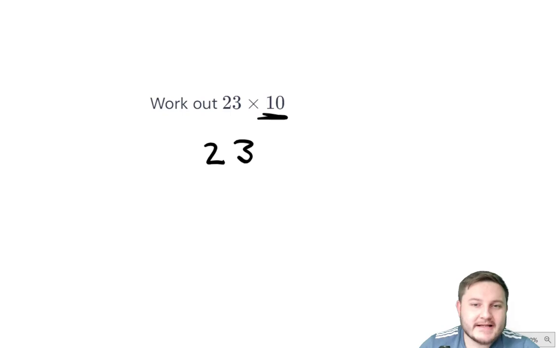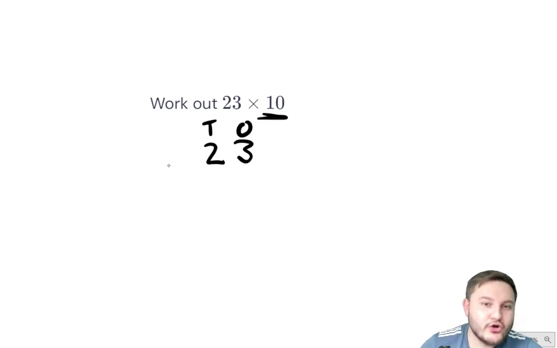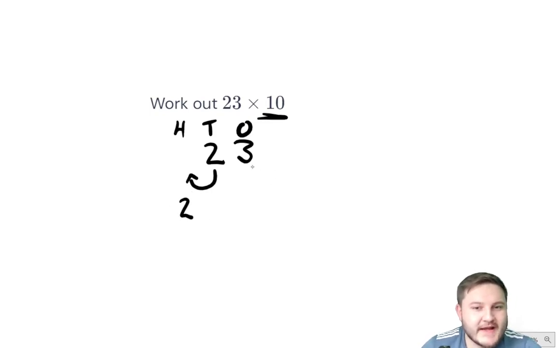So to multiply by 10, the whole number shifts one space to the left. Basically, what's happening is we've got the ones column here and we've got the tens column here. These two tens are becoming two hundreds because it moves one space to the left. So I'm going to write it beneath. So this ends up in the hundreds column. And this 3 ends up in the tens column.